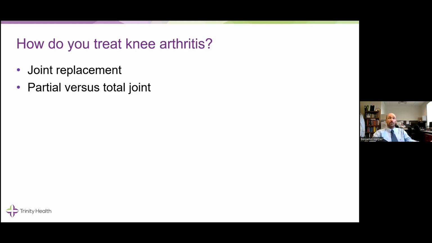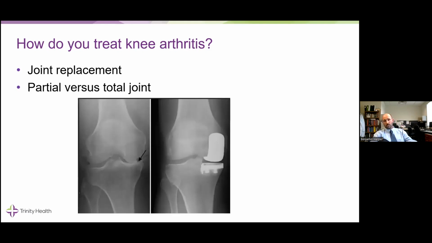How do you treat knee arthritis surgically? So we talked through a lot of the non-surgical options. Surgically for knee arthritis, you're really talking joint replacement, and considerations are partial joint replacement or total joint replacement. So this is a picture of an arthritic knee. Again, the cartilage on the inside of the knee is worn down. And this is a partial knee replacement. The knee joint has three compartments: the inside, the outside, and then another one behind the kneecap, which you can see faintly outlined here.